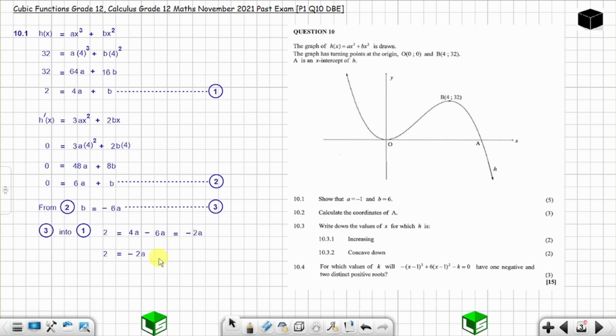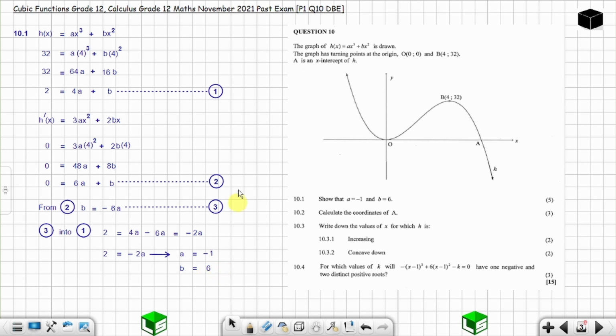So what is a equal to? You need to divide by negative 2 on both sides so that you can solve for a. You divide by negative 2, you have a is equal to negative 1. And what is b equal to? You can use this equation to solve for b. b is equal to negative 6 times a, which is negative 1. So you have negative 6 times negative 1, which is equal to 6.